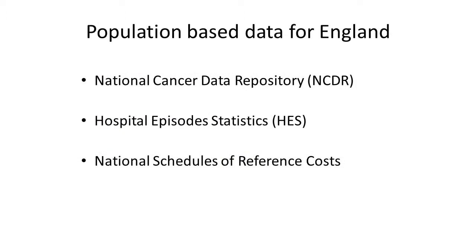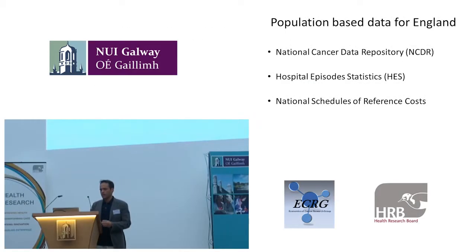So some of the sources of population-based data for England: there are at least three big data sets. They are administrative databases, and we have exploited these three data sets to construct this linkage between patients diagnosed with cancer and the utilization of hospital services and the cost of the services. So one is the National Cancer Data Repository, known as NCDR. The other one is the Hospital Episode Statistics, known as HES. And finally, the national schedules of reference costs. And I'm going to talk about each of these three sources.